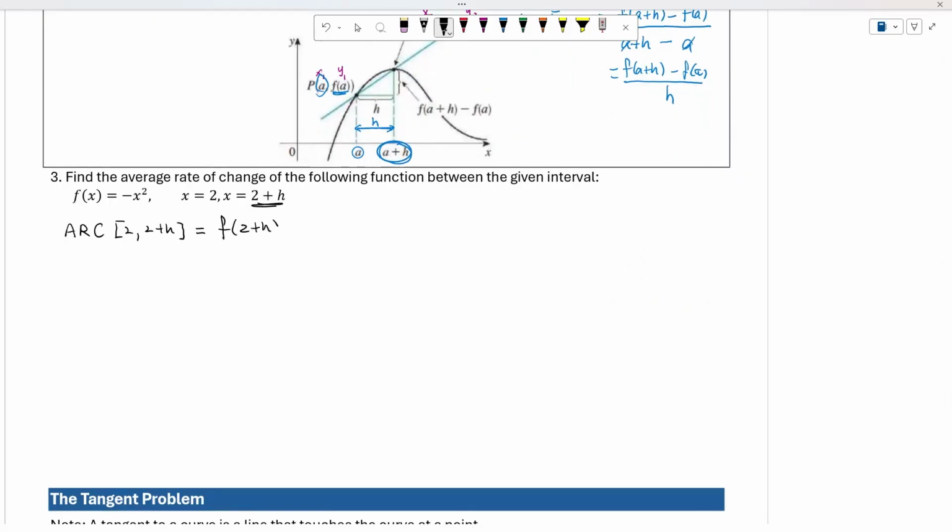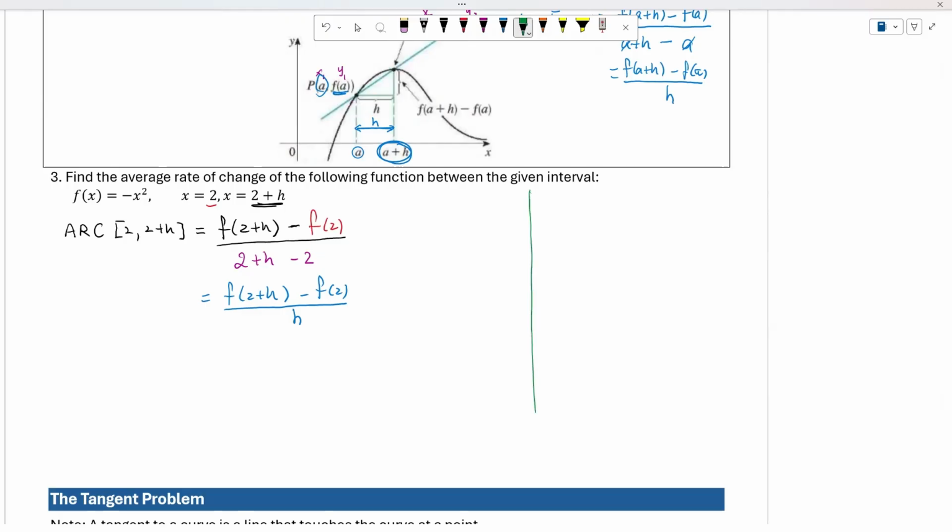f of 2 plus h minus f of 2, all over 2 plus h minus 2. Or you could just write down f of 2 plus h minus f of 2 over h, okay? Then now, let us evaluate this.